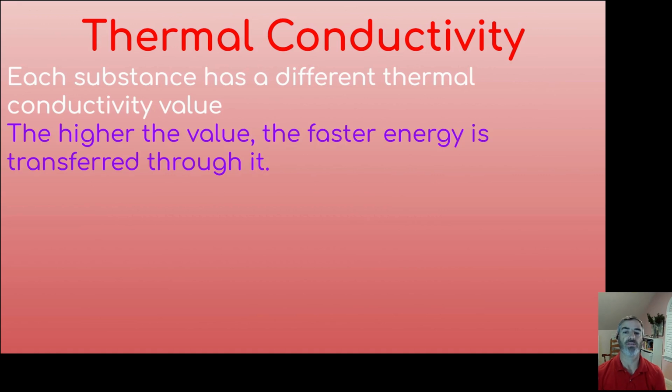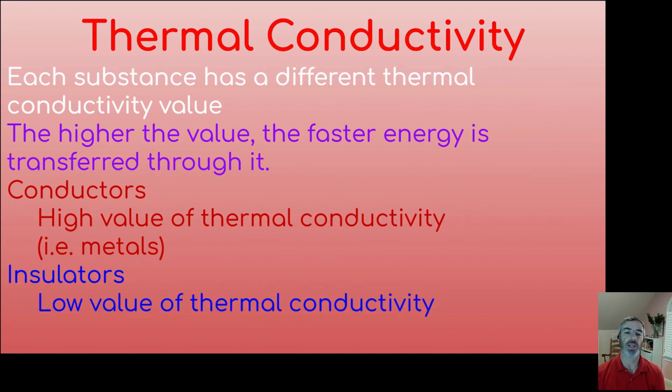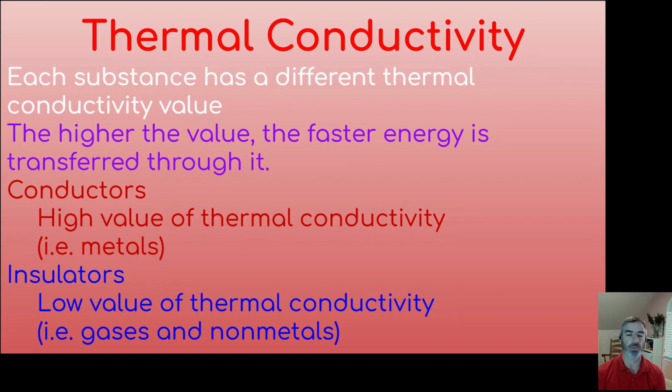Each substance has a different thermal conductivity value. The higher the value, the quicker the rate of energy transfer. That's called a conductor. A conductor has a high value of thermal conductivity. An example would be metals, like aluminum foil. Heat transfers very quickly through aluminum foil because it's a metal and it has a very large thermal conductivity. An insulator has a low value of thermal conductivity, and examples of those would be gases or nonmetals such as plastics, or any of the elements in the top right of our periodic table.